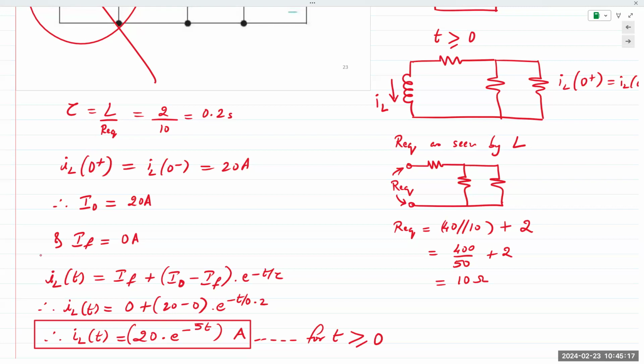Sure. So the notation, or the value. Okay. So 0 plus indicates time. Well, plus indicates right after, and minus indicates right before. So 0 plus is the time right after 0 seconds, and 0 minus is the time right before.